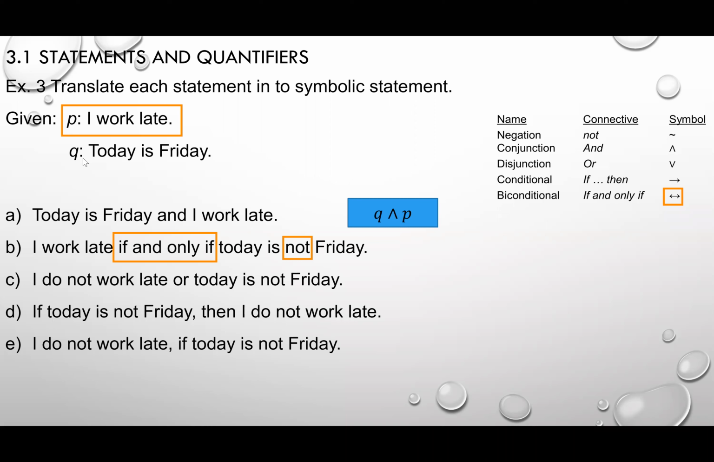To show the opposite of Q, do you see that, again, I work late, which is my P, if and only if, which is the double arrow. Today is not Friday, which is the opposite of today is Friday. To show the opposite, I need to put in the squiggly line Q. If you read this, it says I work late if and only if today is not Friday.